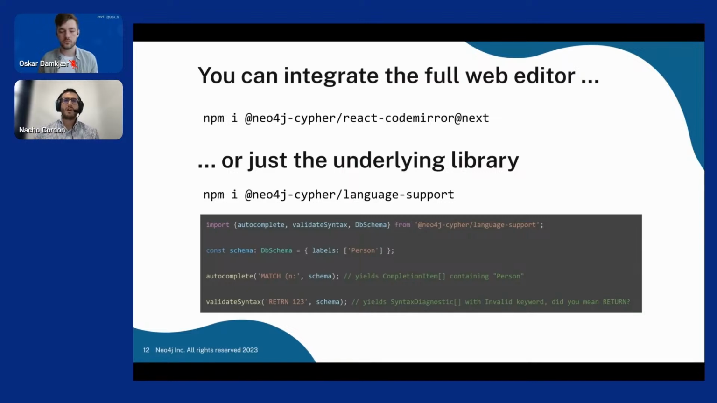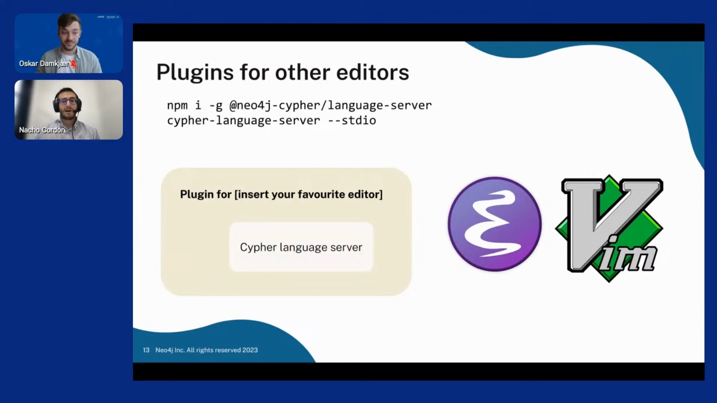But if you have another idea for how you could use this, you can use the core library, the language support library, directly in your application. If you want to get the auto-completions or the syntax validation or the syntax coloring, you can do that through the library directly. But what if you were the one to deliver, for example, a plugin for your favorite text editor, Emacs, Vim, or any other?